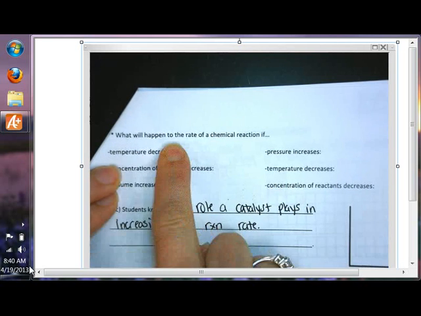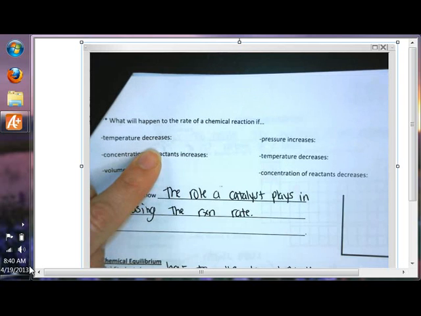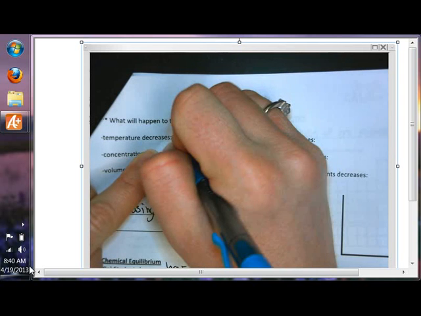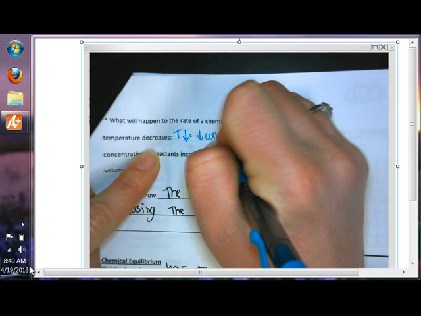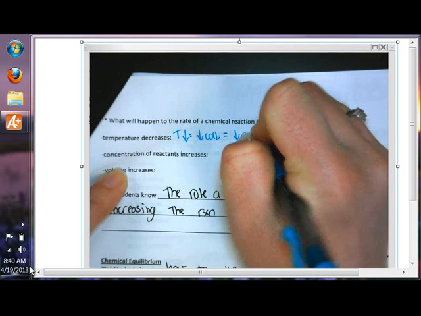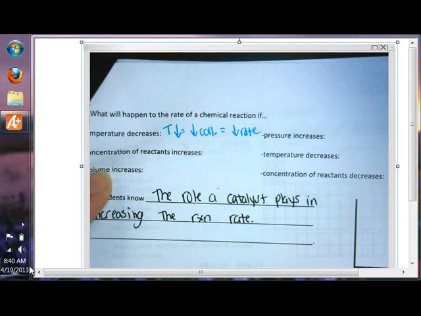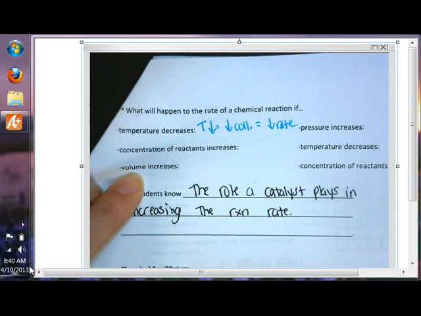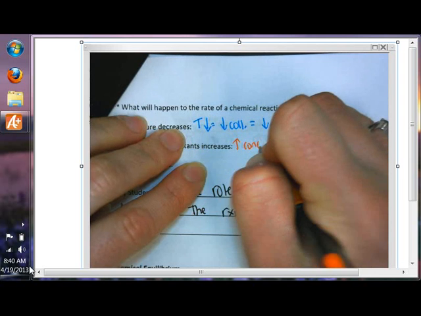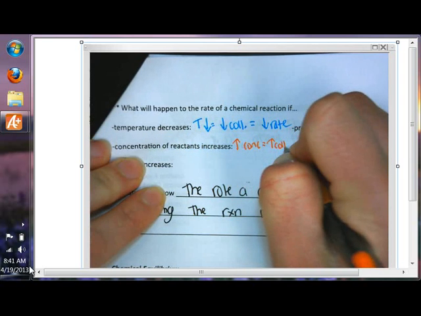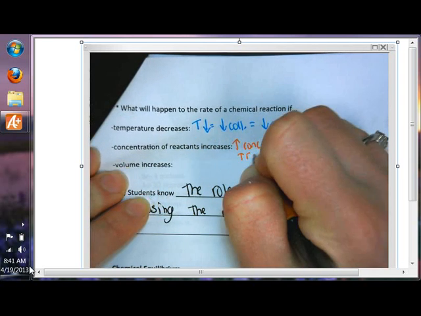What will happen to the rate of a chemical reaction if temperature goes down? That equals decreased collisions. That equals a decreased rate. Let me zoom in for you guys. Concentration of reactants increases. If I increase concentration, that equals increased collisions, which equals increased rate.